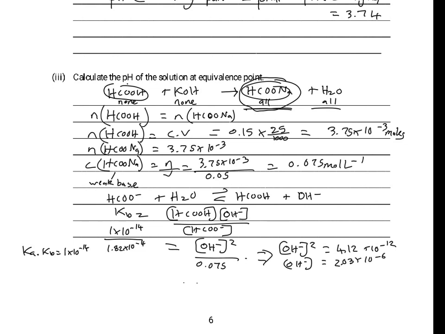And once you've got the concentration of hydroxide ions, you can then work out the pH. You can go the long way, or you can be lazy like me and just work out what the pOH is. So the pOH is minus log 2.03 times 10 to the minus 6, and that gives you an answer of 5.69. And therefore, the pH is going to be 14 minus 5.69 equals 8.31.